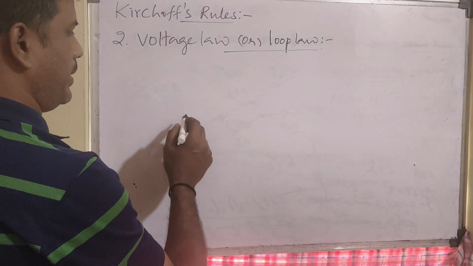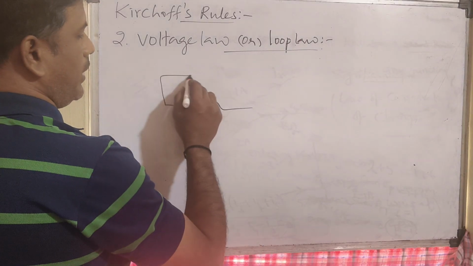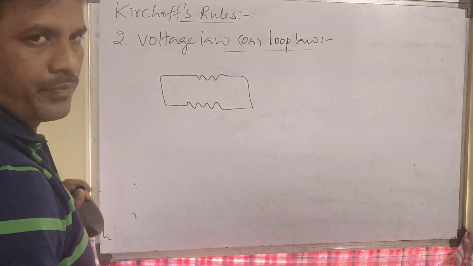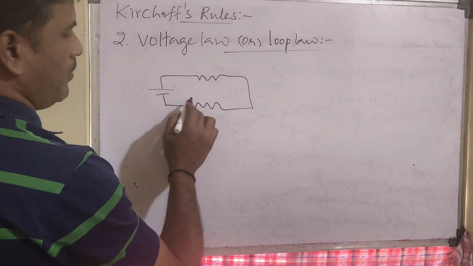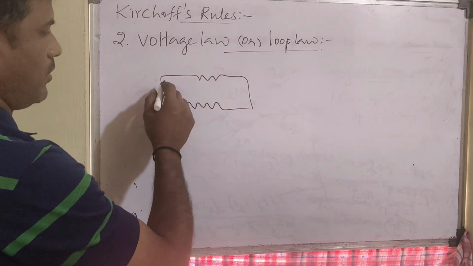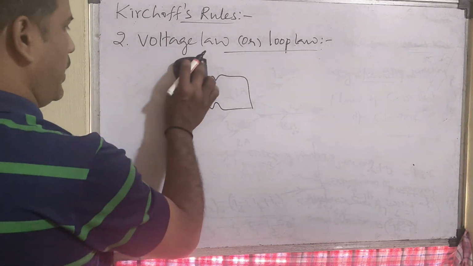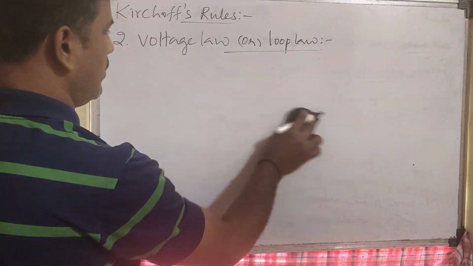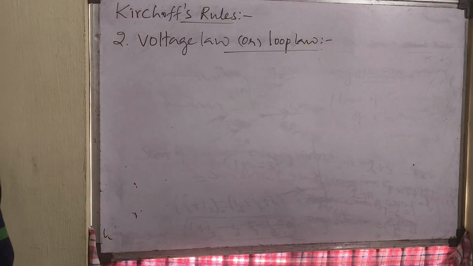Closed loops mean, for example, this is an open loop, and this is a closed loop, a closed circuit. This one is an open loop, because there is no connection between these two wires. That's why it is an open loop. The second law obeys only the loop law. Loop means closed circuit. Right.